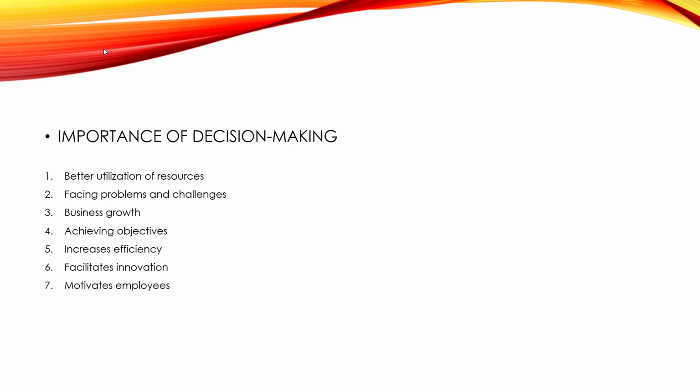Fourth point is achieving objectives. Rational decisions help the organization to achieve all its objectives quickly. That is because rational decisions are made after analyzing and evaluating all the alternatives. Fifth point, increases efficiency. Rational decisions help to increase efficiency. Efficiency is the relation between returns and cost. If the returns are high and the cost is low, then there is efficiency, and vice versa. Rational decisions result in higher returns at low cost.